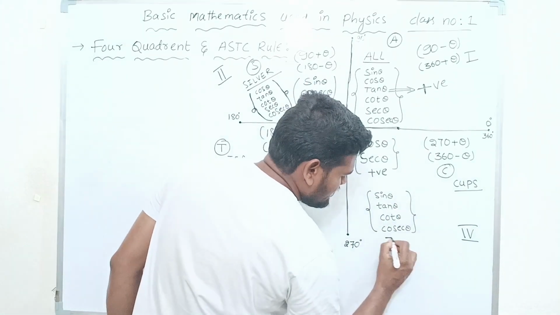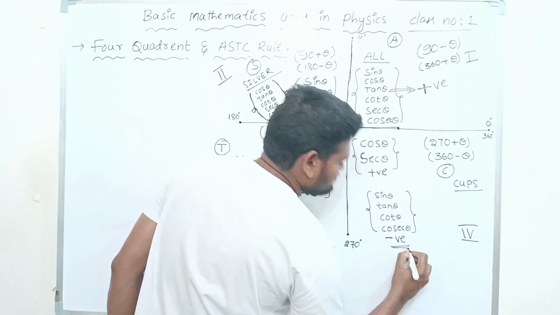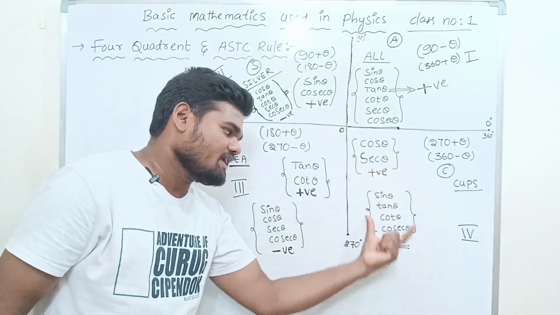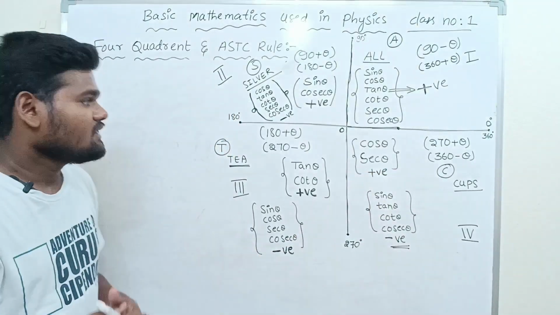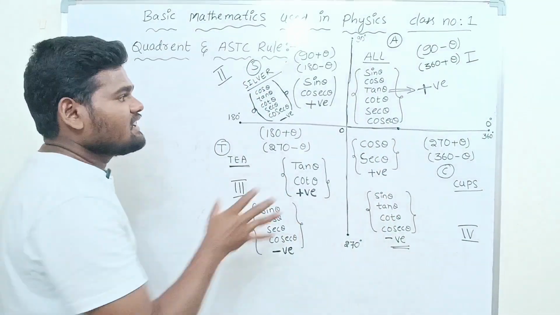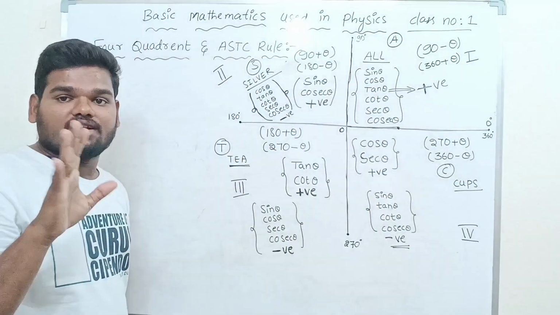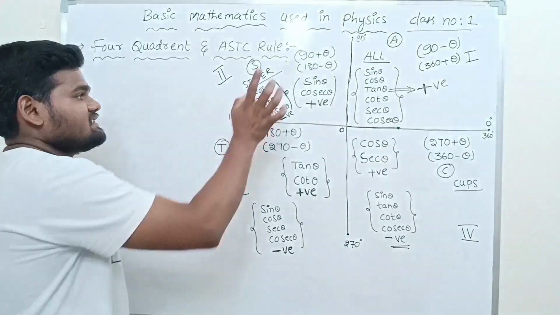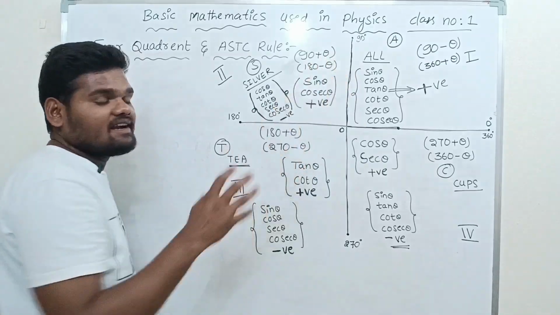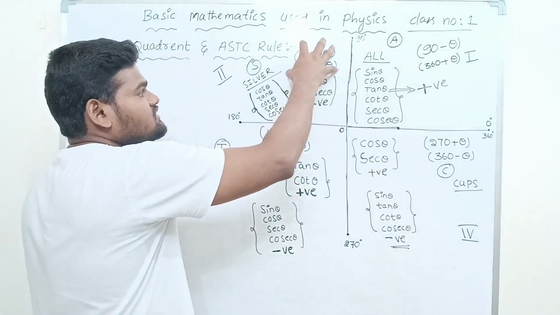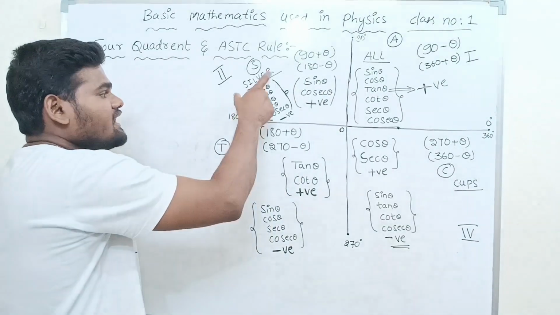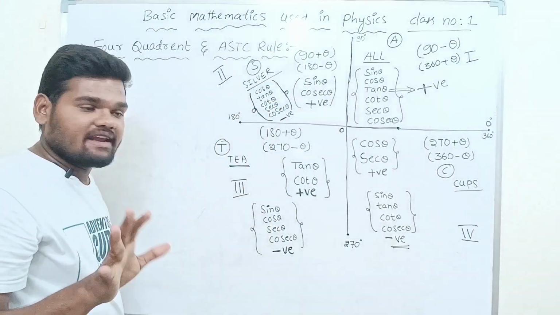So all remaining trigonometric functions except cos and sec theta are negative. So except this, remaining all are negative. Is this clear? So at 90 minus theta and 360 plus theta degrees, all trigonometric ratios or functions are positive. In the second quadrant, at 90 plus theta and 180 minus theta, at these two angles, only sin theta and cosec theta are positive. So remaining trigonometric functions are negative.